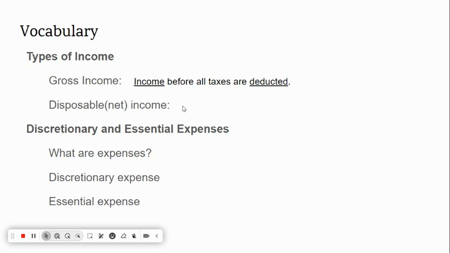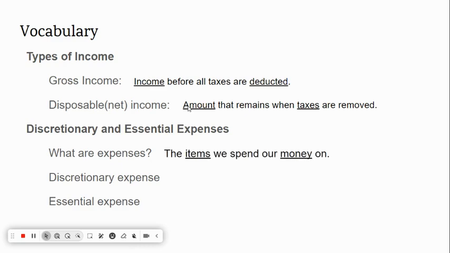Your disposable income, otherwise known as net income, is the amount that remains when taxes are removed. After they take out the different things they're going to deduct from your paycheck, you will have a completely different value, and that value is known as the net income.